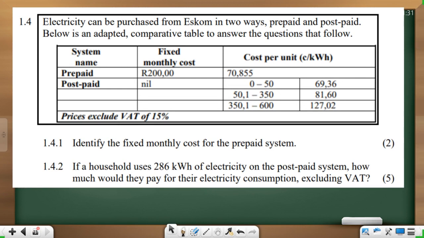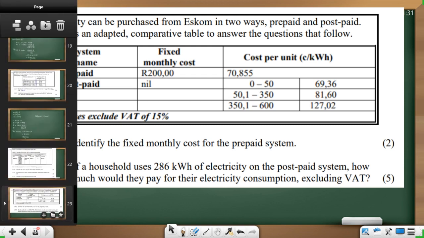I want to do the cell phone question. Oh yeah, this is the cell phone question. I'm going to do that in lesson 2. And this is not cell phone. This is electricity. I'm seeing postpaid and prepaid. Okay, electricity question and that.